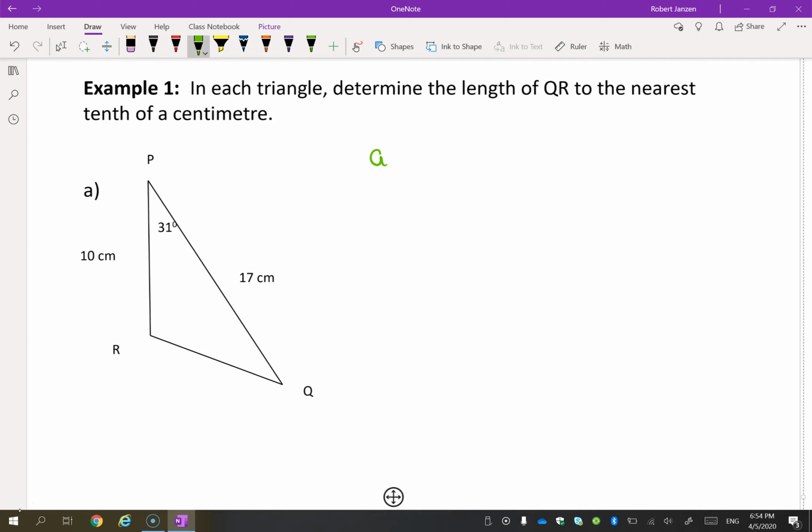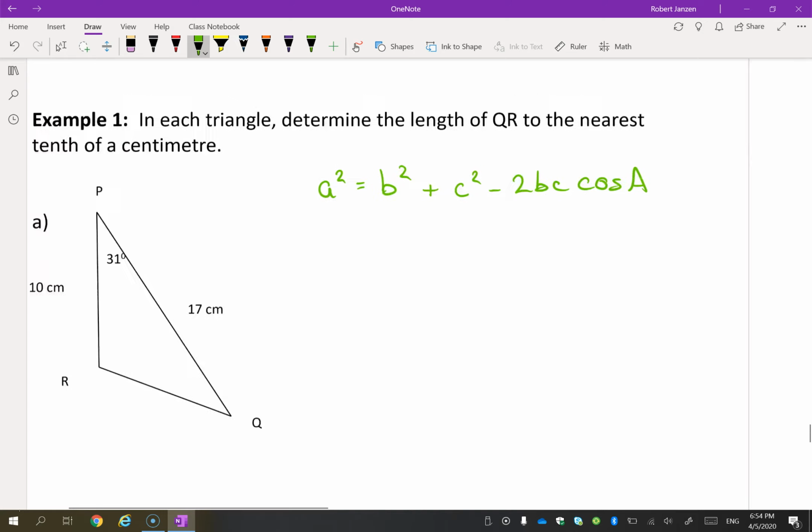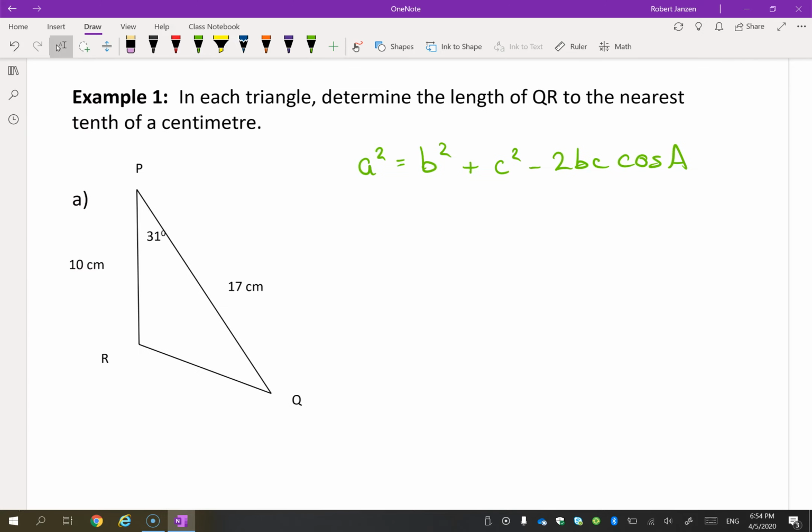So let's write out the formula for cos law. A squared equals b squared plus c squared minus 2bc cos of A. Now, I didn't think about which one I should write. Should I start with A? Should I start with B? Should I start with C? Because I don't even see A, B, C here.